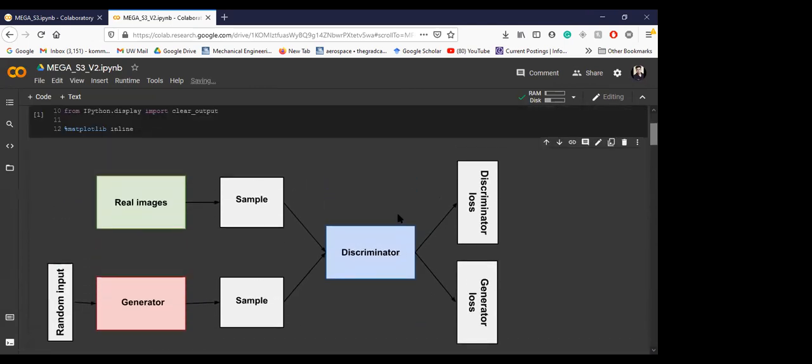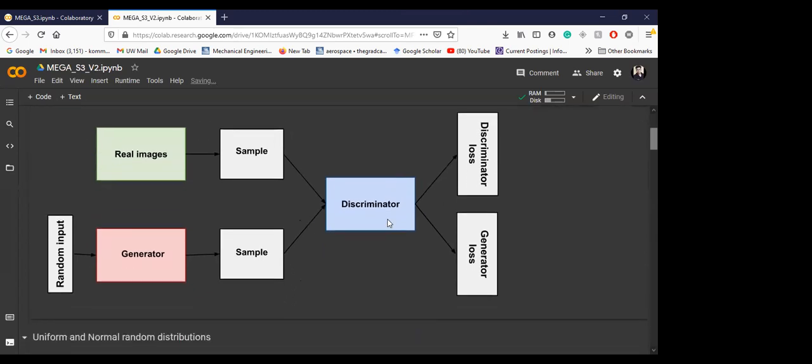Okay, let's have this diagram for reference to make sense of what we are doing and compare it with what we've been learning so far. So we have a random input and we have a generator. The input to the generator is a random input, and we also have a discriminator. So there are a couple of things which we have to build.